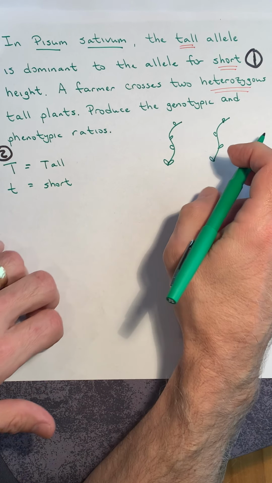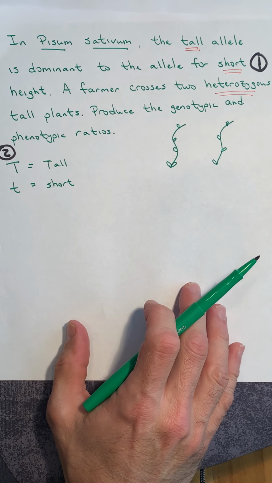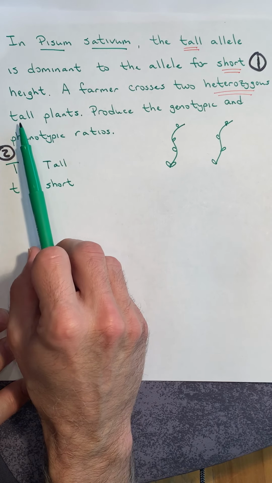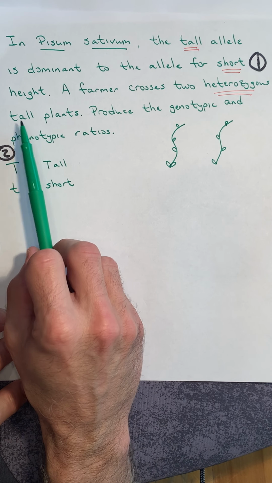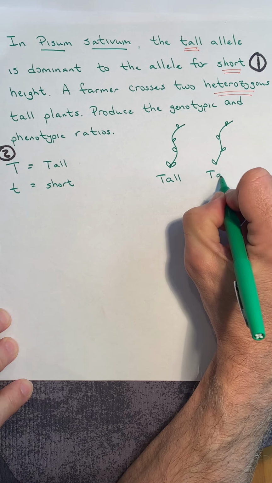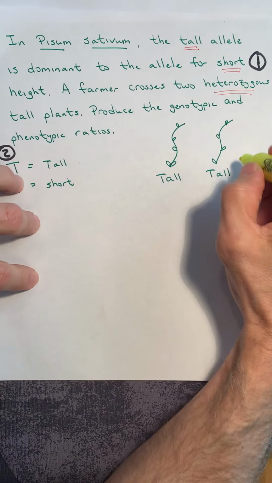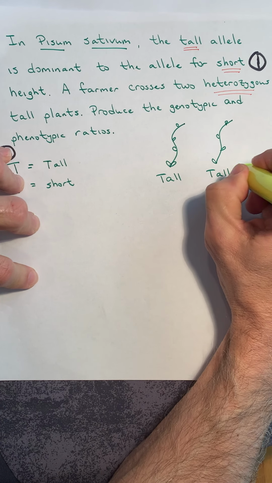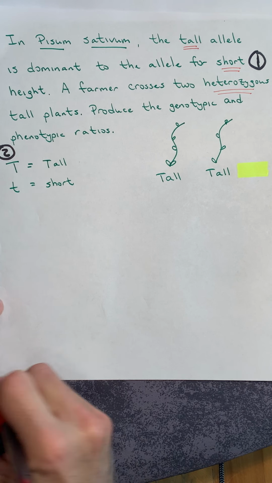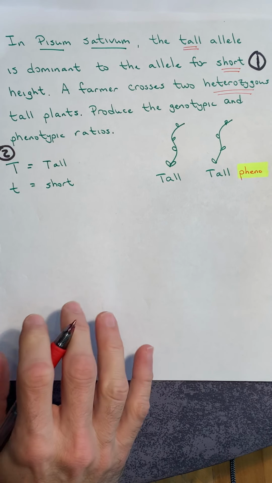And what do we know about both of these plants? Well, let's take a look at their phenotype. Let's see what they are physically. So it says a farmer crosses two heterozygous tall plants. This tells us that both of the plants are tall. Okay, so what we're looking at then, this is their phenotype. This is what they are physically. This is their phenotype. They're both tall.